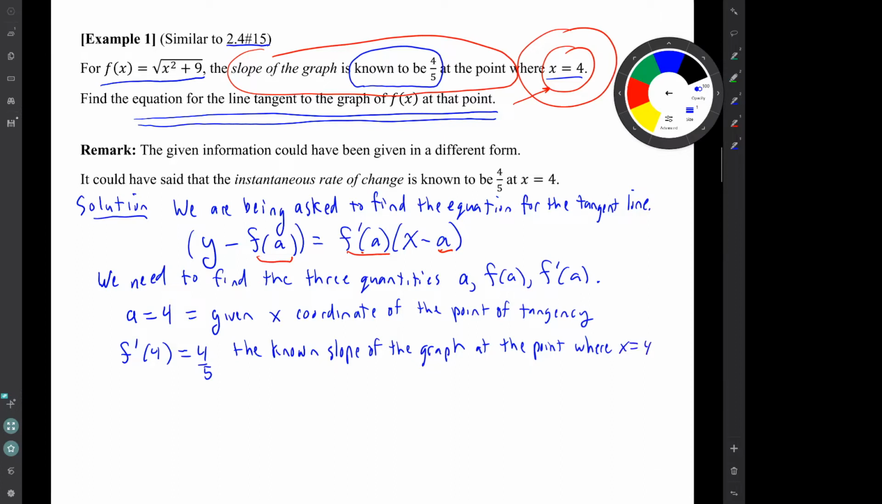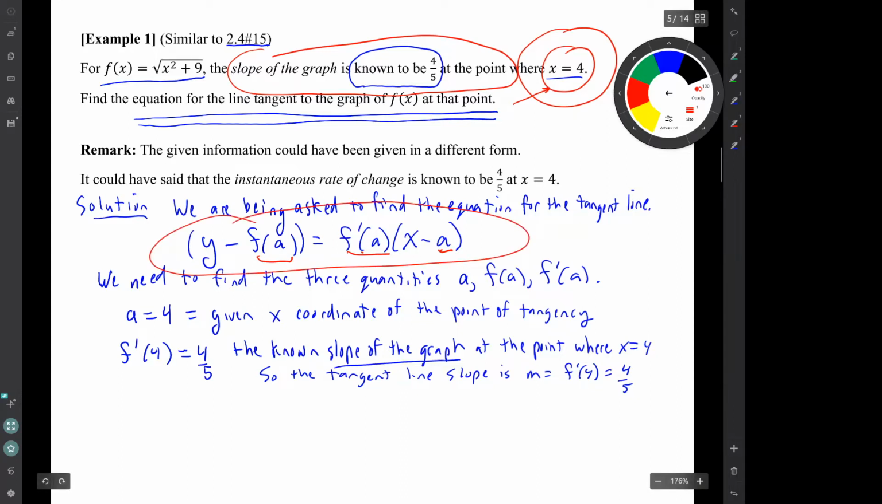But remember that the slope of the graph also means the slope of the tangent line. So this number, 4/5, is the tangent line slope. So we've now got two of the quantities that we need to populate this equation. We've identified our value of a, it's the number 4. We've identified our value of f prime parentheses a, it's this thing. So that leaves us with this to figure out.